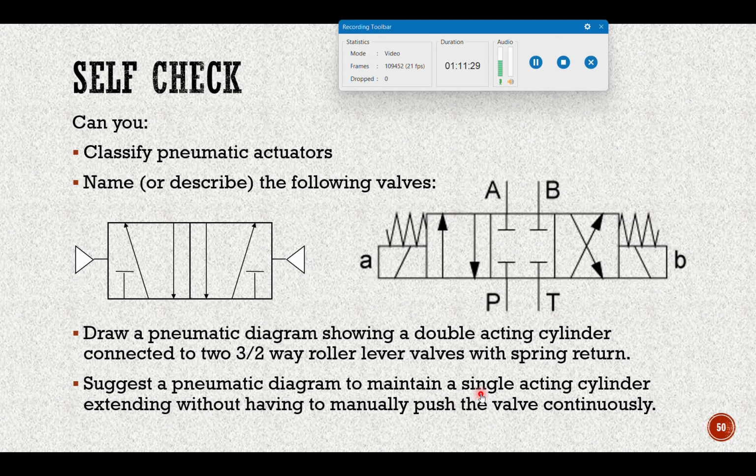So that is the end of our lecture. So can you classify pneumatic actuators? Name and describe the following valve, the left one and the right one. What's the name of this valve? Give a full name, like the full name in the birth certificate kind of name. Draw a pneumatic diagram. Can you draw a pneumatic diagram showing a double acting cylinder?